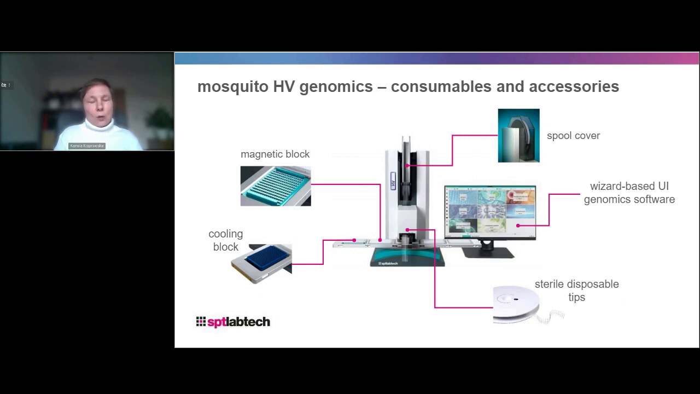Specifically for molecular biology or NGS laboratories, there is a Mosquito HV Genomics, which comes with specific consumables and accessories. Here we have the accessories which support reaction setups. We have cooling blocks, and specific magnetic blocks for work in fluidifiable plates. There's also the spool cover that protects tips from dust and the environment. Obviously, there are tips which are gamma irradiated, but also with Mosquito HV Genomics, we have the wizard-based user interface genomic software, which helps with setting up for the first time, but also in future, new applications.